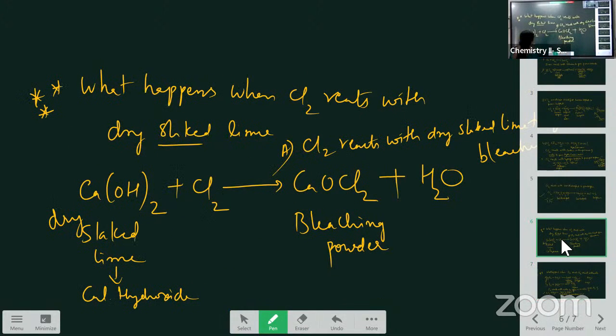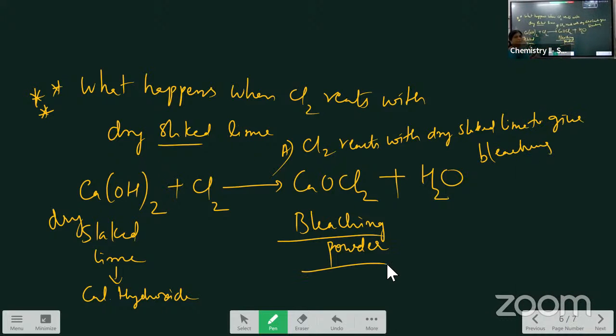The first VSAQ is what happens when Cl2 reacts with dry slaked lime. This is very important students. Memorize it by heart now, because I am repeating the same answer 3-4 times. Cl2 reacts with dry slaked lime to give what? Bleaching powder. Memorize it 3-4 times and the answer will come to you.